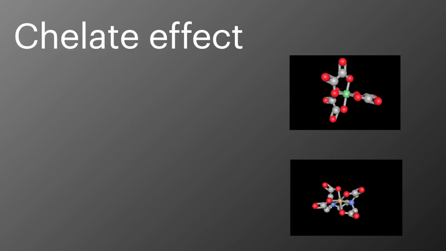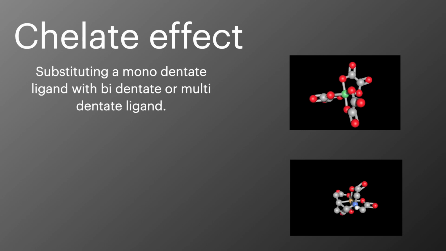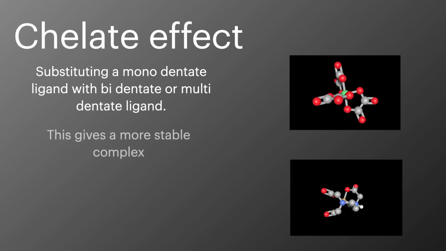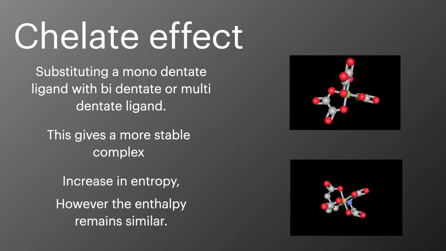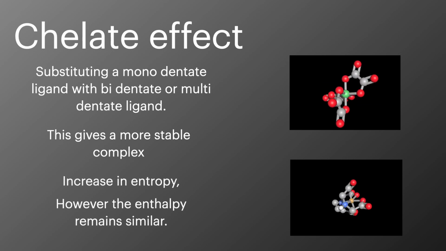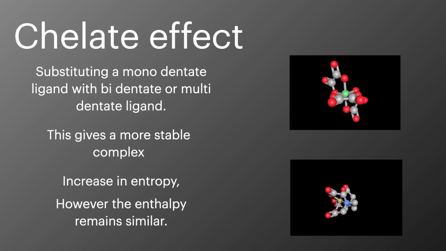When we substitute a monodentate ligand for a bidentate ligand or a multidentate ligand, we have something called the chelate effect taking place. This results in a more stable complex being formed. This is due to a significant increase in the entropy, whilst the change in enthalpy remains very similar. This is because the energy of the bonds broken is very similar to the energy of the bonds formed.